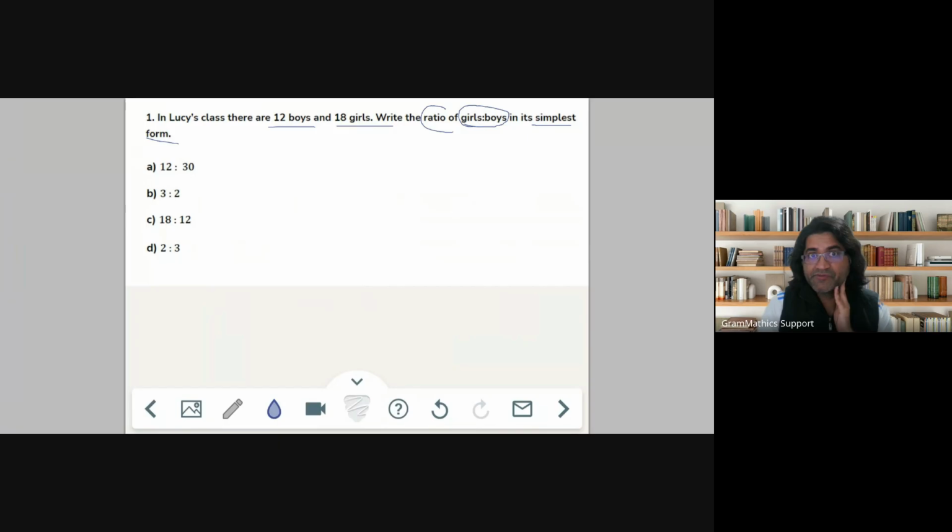Now see, I have underlined. Make this a practice. Underline the key information, okay? Or circle it so that you don't miss out something. Why did I circle girls is to boys? Because if we switch, if we accidentally do boys is to girls, our answer will be completely wrong. For example, 2:3 and 3:2 are completely opposite. You may have solved it correctly, but if you don't follow the question, you will end up with a silly mistake. Yes, Divyansh.